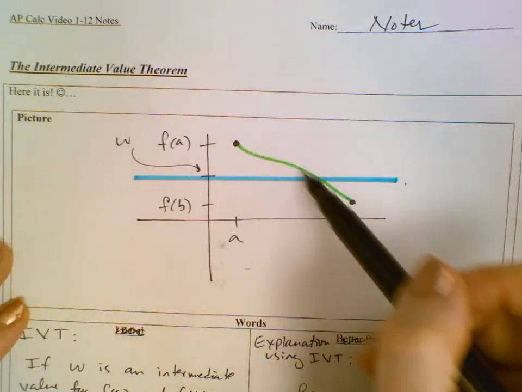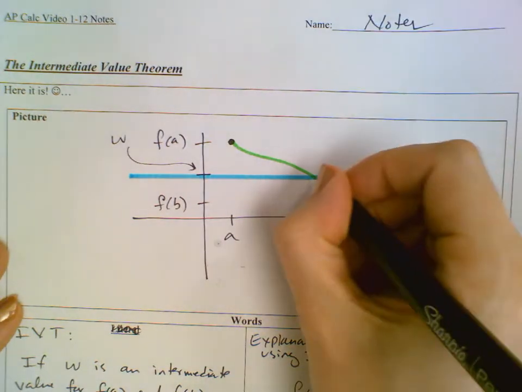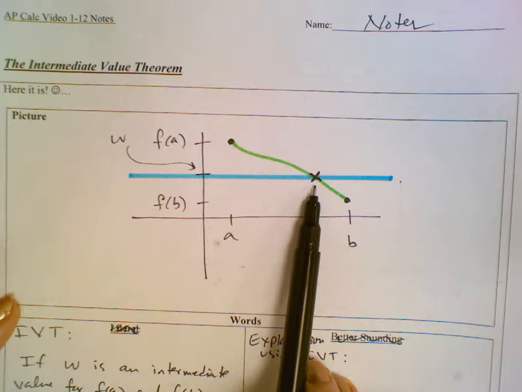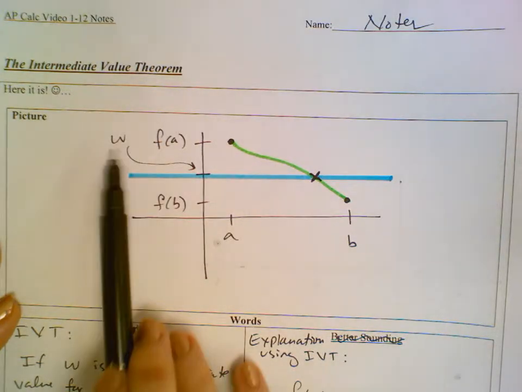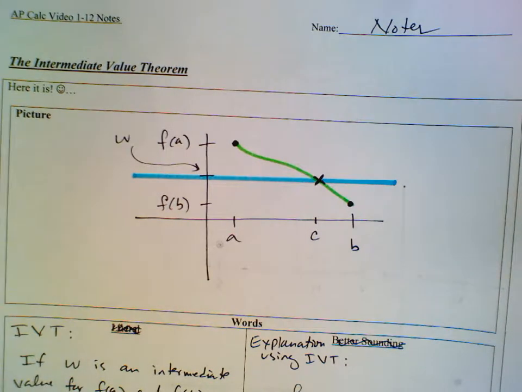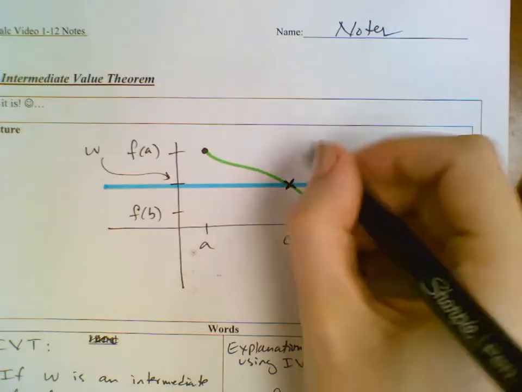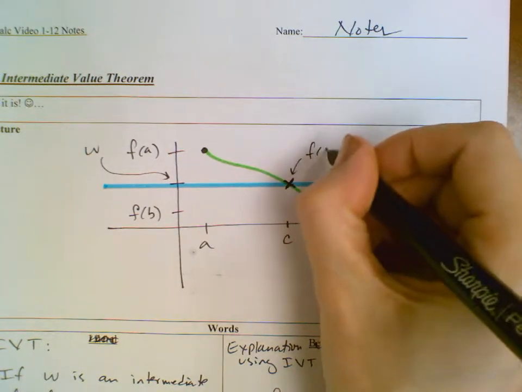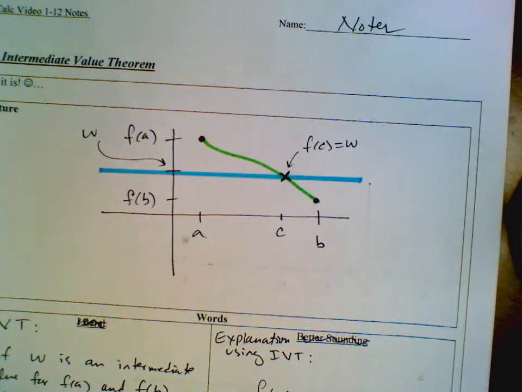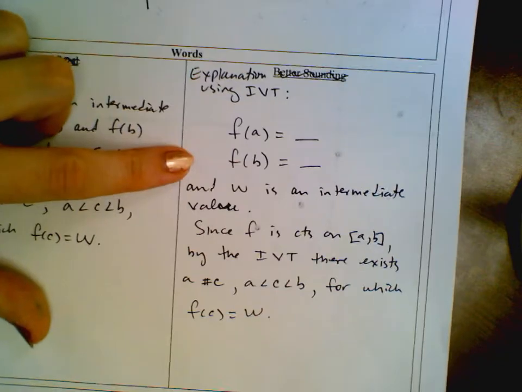So since f is continuous on this interval, I'll put an X there, we've got this point here that has a Y value of W, and so the C that is guaranteed would be right there. Okay, and maybe I'll go like this, so right here, we have f of C equals W at that point. Now, using this theorem in an explanation goes something like this.